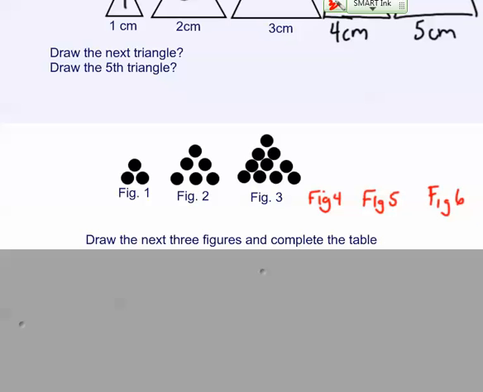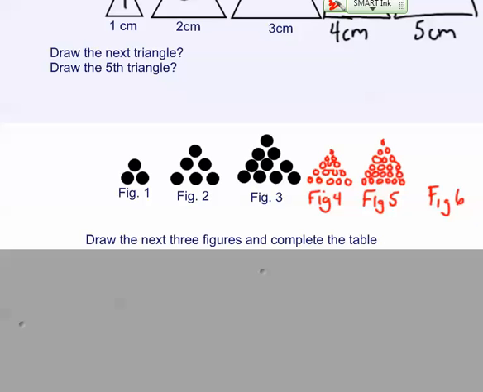Now I'm not going to draw this perfectly, but hopefully it's close. So figure 4 will have 5 dots. 1, 2, 3, 4, 5. Then 4. Then 3. Then 2. Then 1. So that's what figure 4 would look like. Figure 5 would have 6 dots. 1, 2, 3, 4, 5, 6. Then it would go to 5. Then 4, then 3, then 2, then 1.